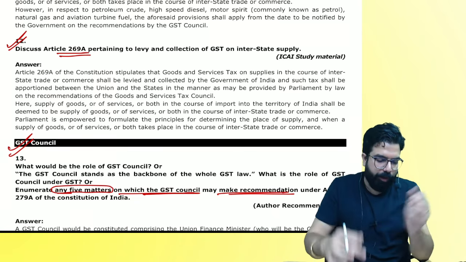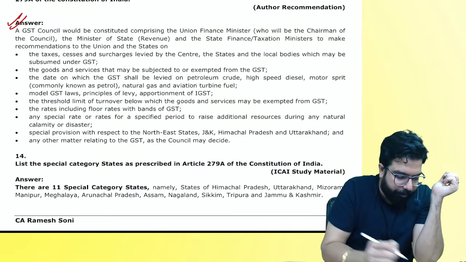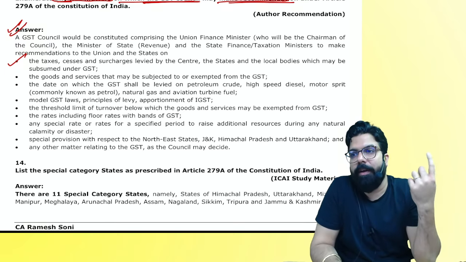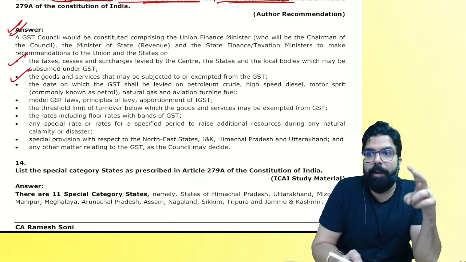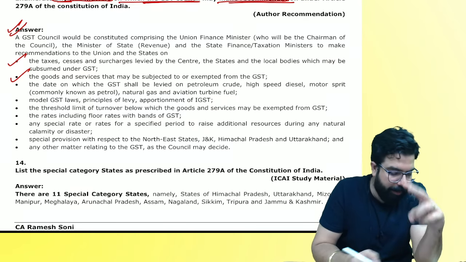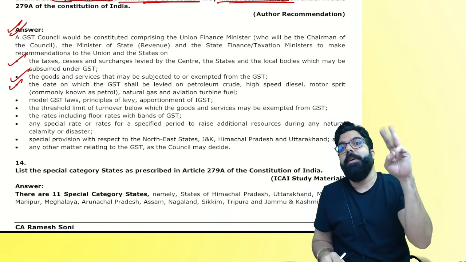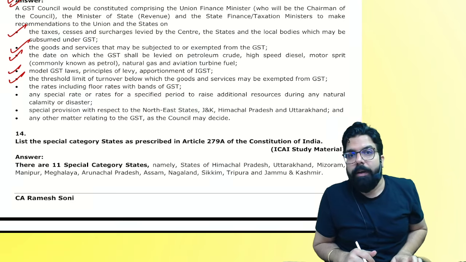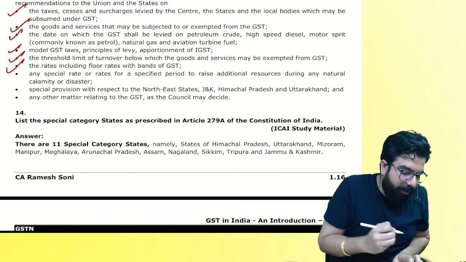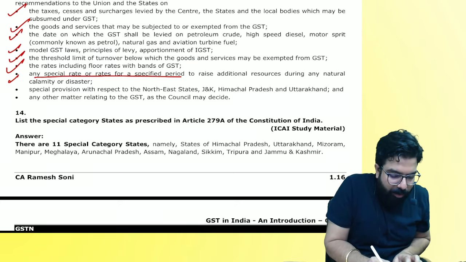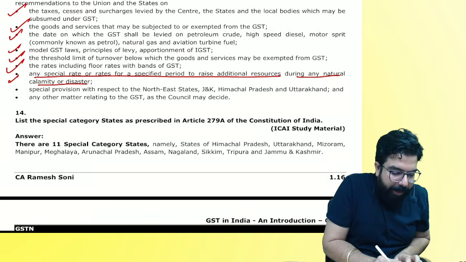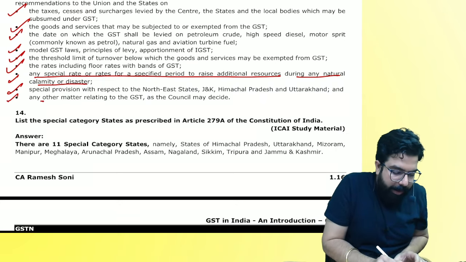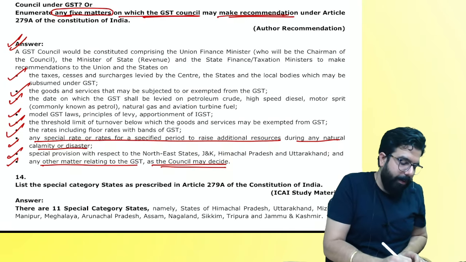Can we go ahead, everyone? Chalo. Everyone over here. So what are the various recommendations which they can go ahead and give? What are the taxes to be subsumed? Then the goods and services which will be subject to GST and which will be exempted. The date on which GST will be levied. Payment. The next, model GST law. Threshold limit for turnover for registration. The rates of GST, special rate in case of any natural calamity, etc. Special provision for special category states. And the last one, everyone, any other matter as the council may decide. Please remember at least five of them.